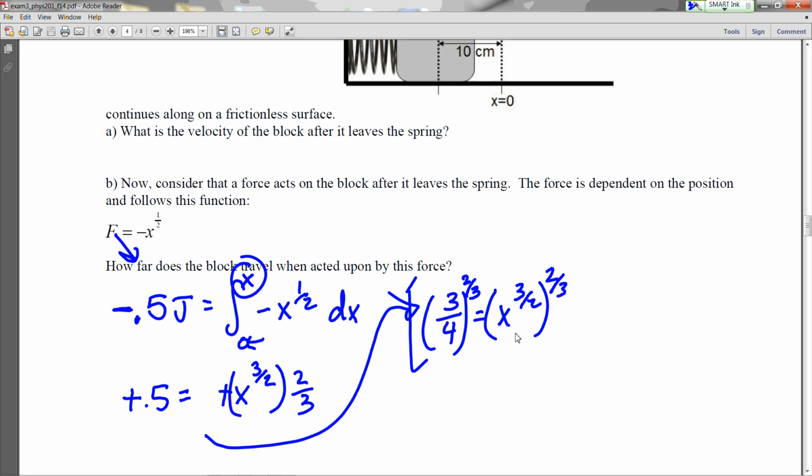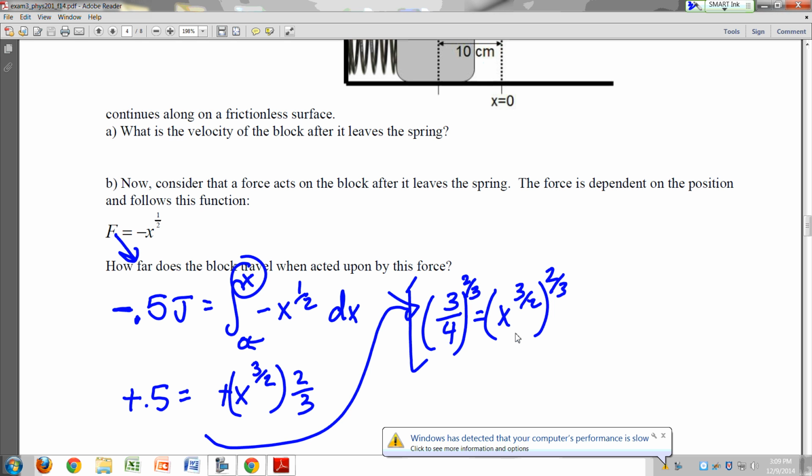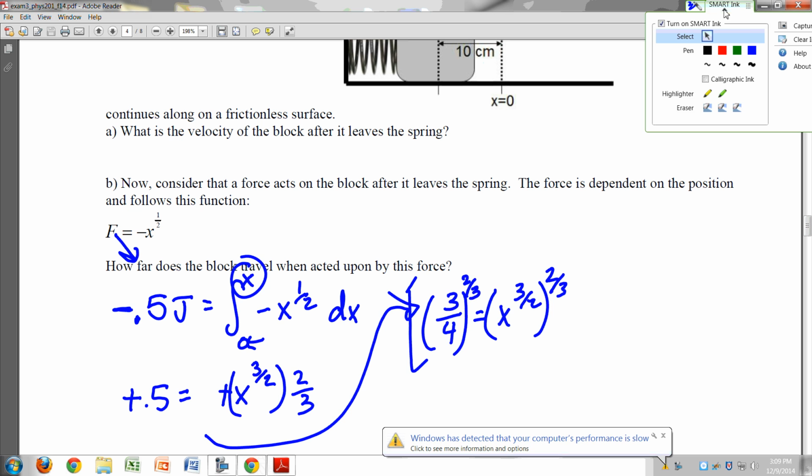So make sure that you're up on how to find the work due to a position variable force. That's what we're doing here with this integral. Does that answer your question, Harley? Yeah. Anything in particular about this? Okay. That's a good question.